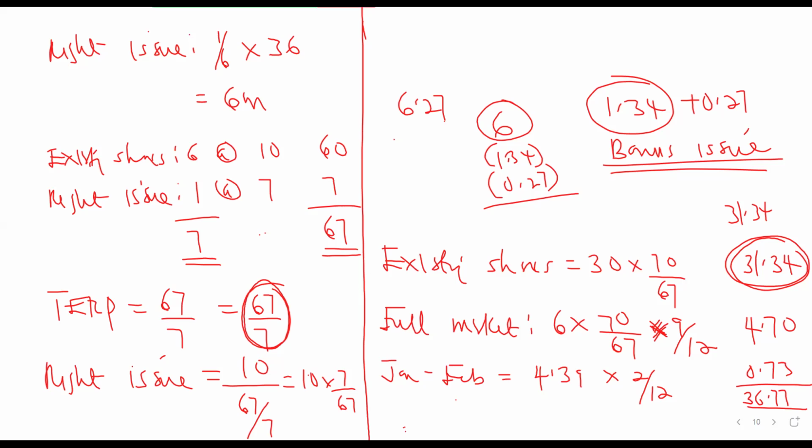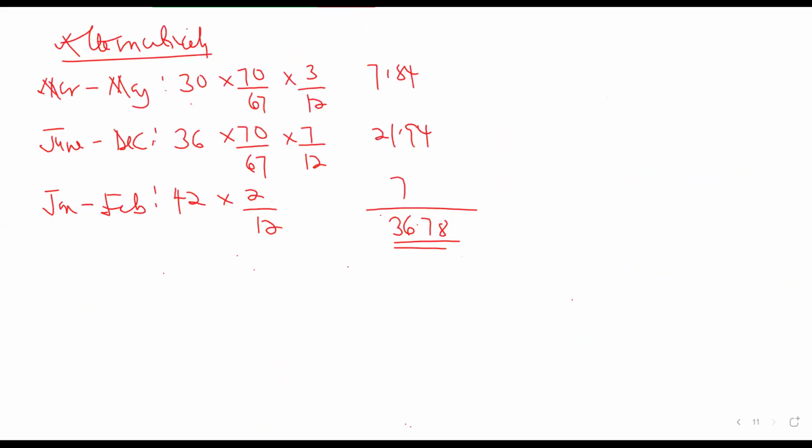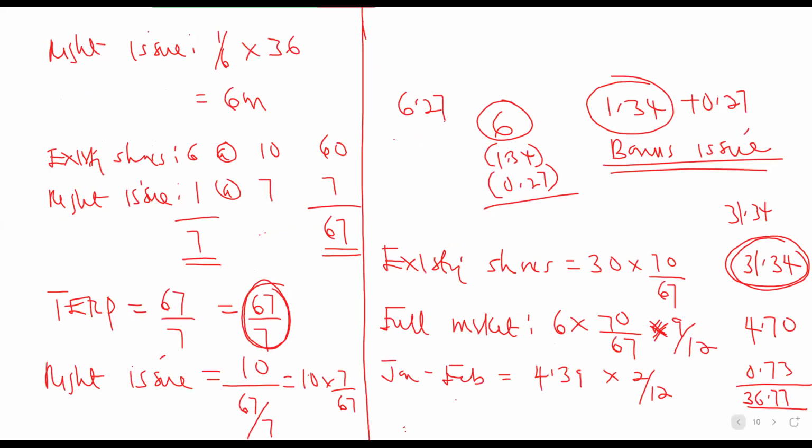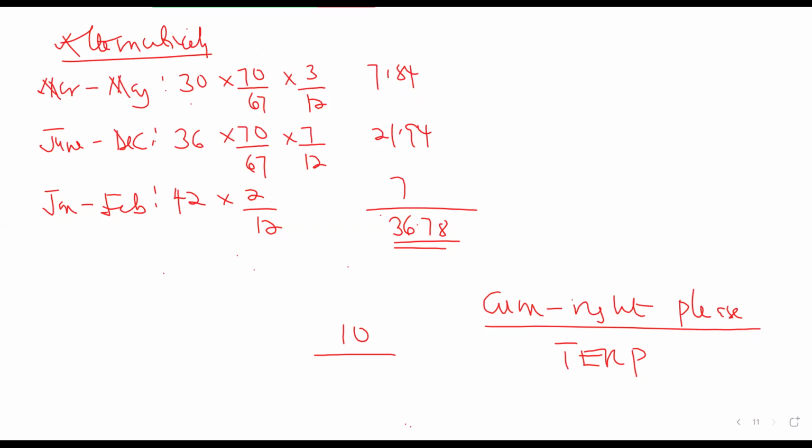Please, can you go over how we had the rights issue fraction? The rights issue fraction is always calculated as the cum-rights price, which is the price immediately before the rights issue, divided by the theoretical ex-rights price. So our cum-rights price is 10, divided by the theoretical ex-rights price, which we have calculated to be 67 over 7. So this, if you put it in a calculator, is 70 over 67.